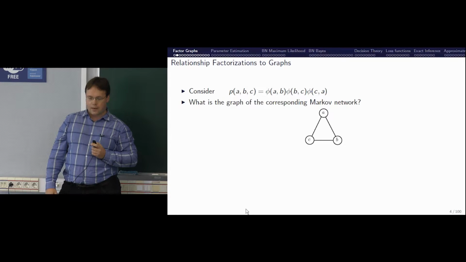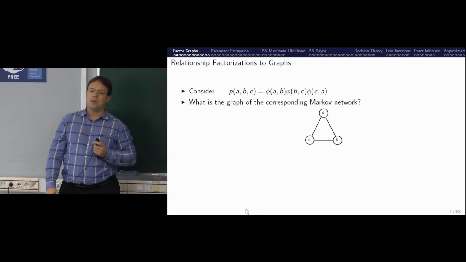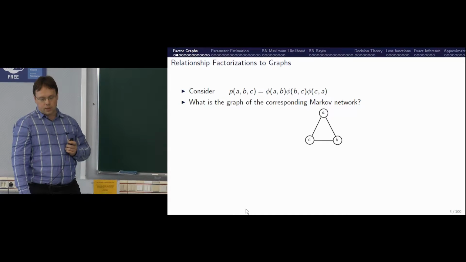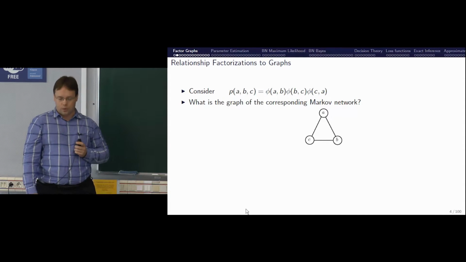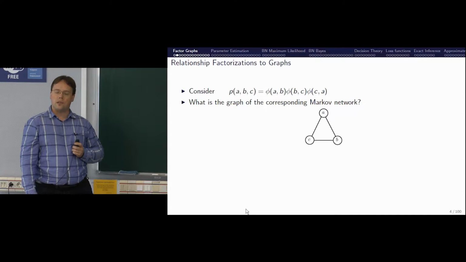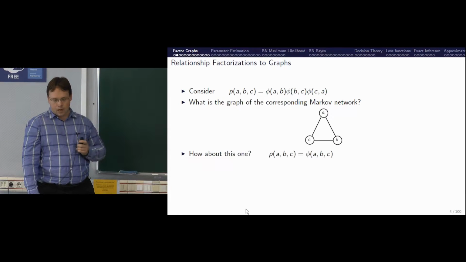A triangle, exactly. What's the rule? If we have a term that depends on 2 variables, then there must be an edge between these 2 variables, right? Because an edge is a clique of 2 variables. So we have one factor that includes AB, so there's an edge from A to B. We have a BC, so there's an edge between B and C. And we have a CA, so there's also an edge between C and A. Makes a triangle. How about this one?